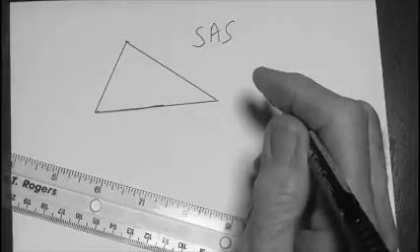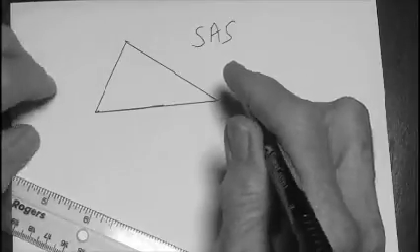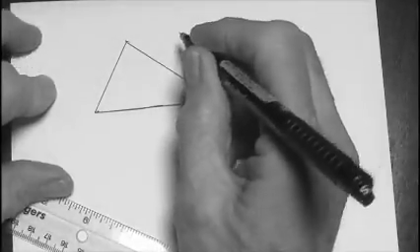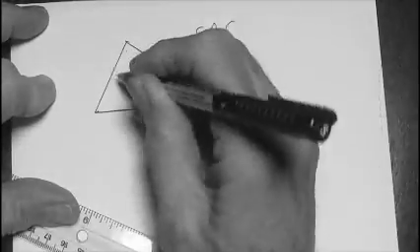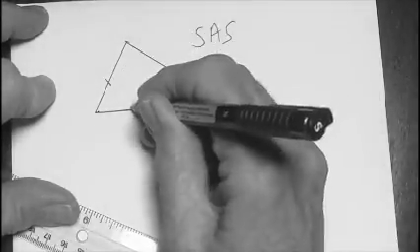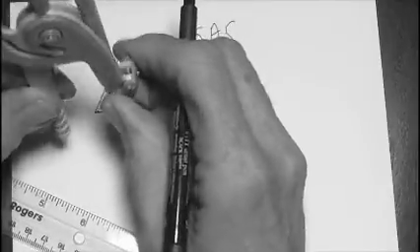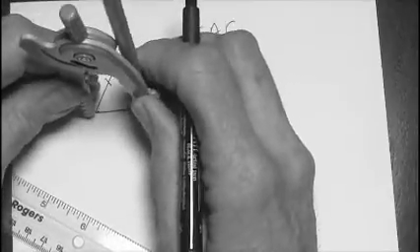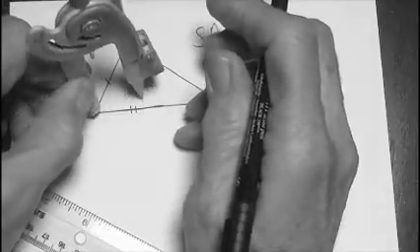Now what we're going to do is pick two sides and the angle in between them and copy them and see if we can get a triangle that matches. Hopefully it will work nicely for us. Let's take this side here and this side here, and then we'll copy this angle in between those two sides. So this will be the included angle between those two sides.